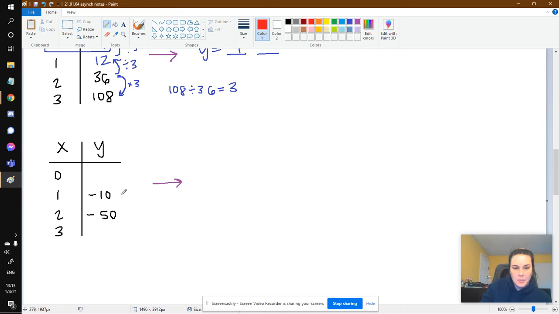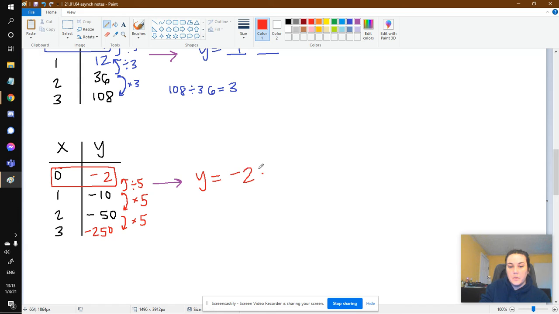Here, same thing. We need to know what we multiplied by in order to get our next number. Negative 50 divided by negative 10 is 5. So we can multiply by 5 to get our next number. We can divide by 5 to get our first number. And now we can go ahead and fill in our equation. Our starting number, our y-intercept, right, is negative 2. And then the number we're multiplying by is 5. We're allowed to have negatives. That's just how it is.